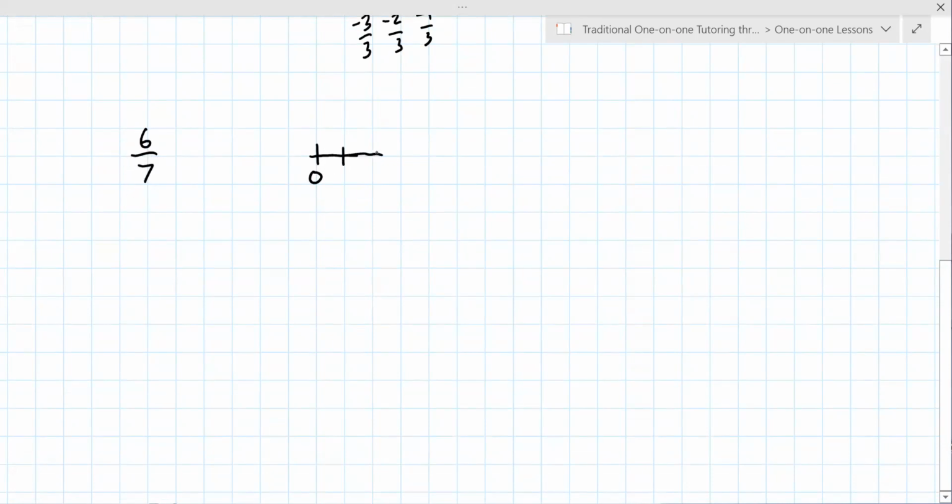You go 1, 2, and maybe yours will already have it. 3, 4, 5, 6, 7. So the first one, which I'm just going to point to, is 1/7. The second one is 2/7, 3/7, 4/7, 5/7, 6/7, and then 7/7.